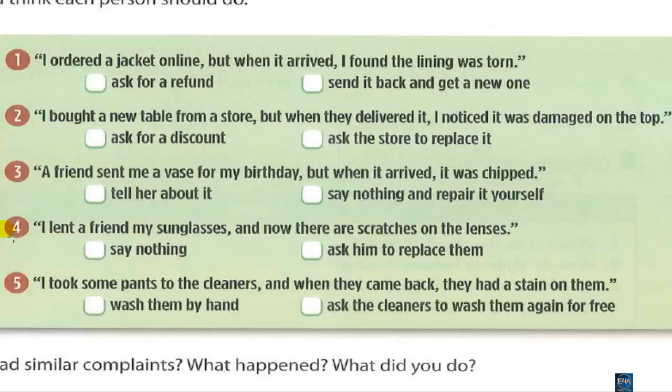4. I lent a friend my sunglasses, and now there are scratches on the lenses. Say nothing. Ask him to replace them. 5. I took some pants to the cleaners, and when they came back, they had a stain on them. Wash them by hand. Ask the cleaners to wash them again for free.